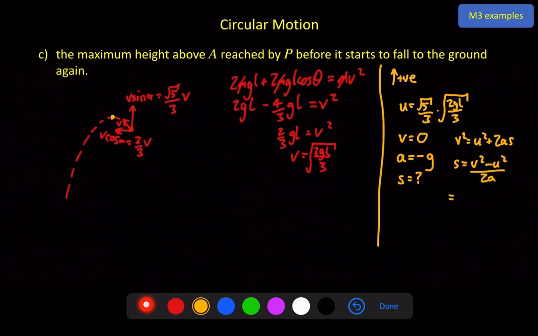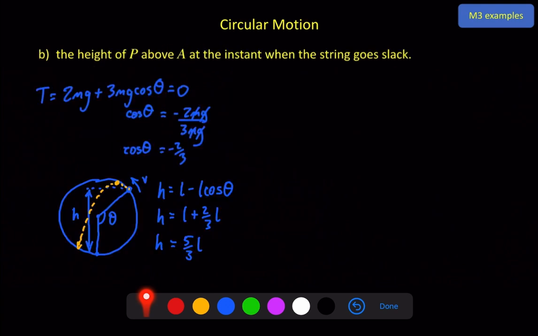So that's 0 minus u squared, that's good, we get rid of some of these square roots. That gives me 10gl over 27, all divided by 2 times minus g. The g's cancel, the minuses cancel, we get 5 over 27 lots of L for the distance from here to here, the vertical distance. But we need to add that on because we want the height reached by P above A, and A was at the ground level.